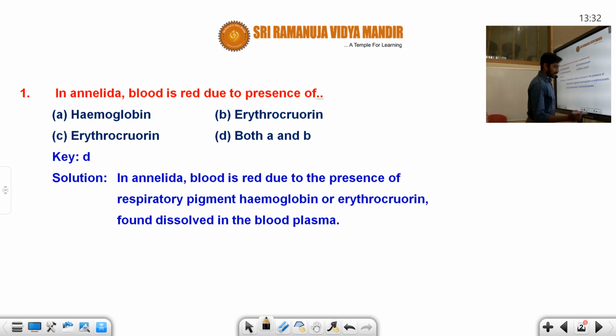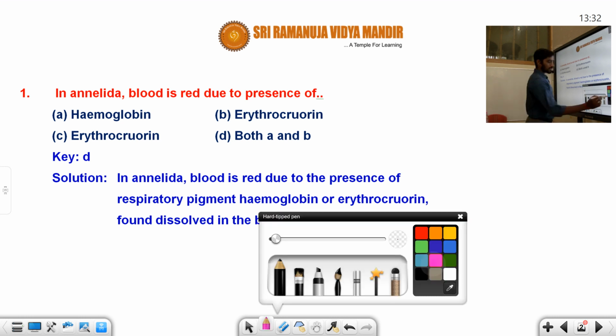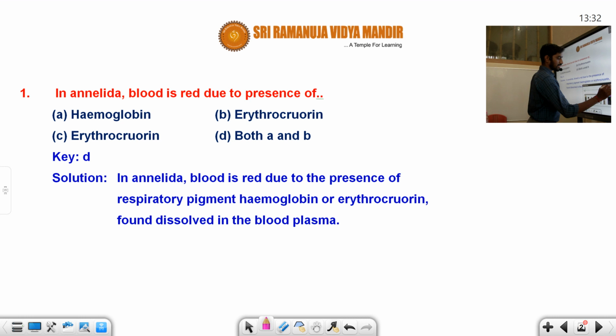This is a very easy question. In Annelida, the blood is red in color due to the presence of which pigments we discussed? There are two types of pigments: the first one is hemoglobin, and the other is erythrochromin. A and B are the correct options, hence the fourth option, D, is the correct option.